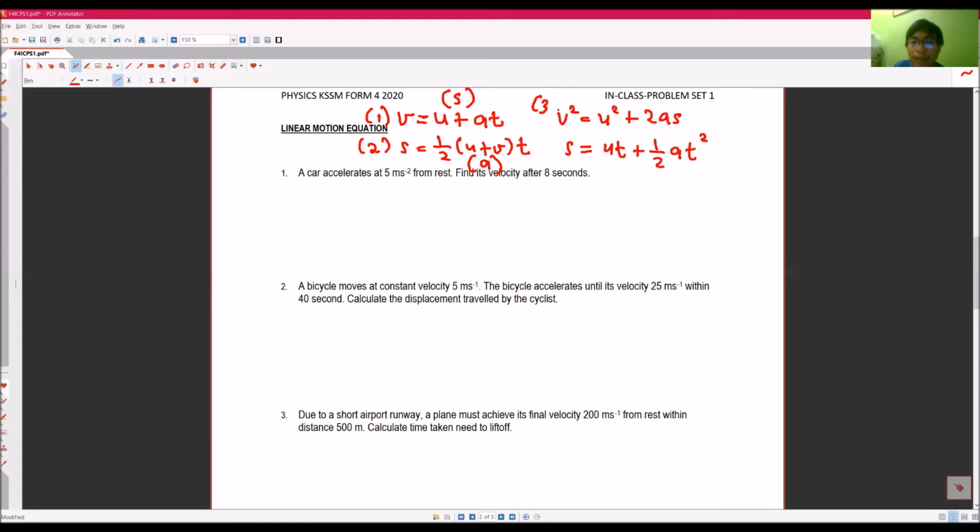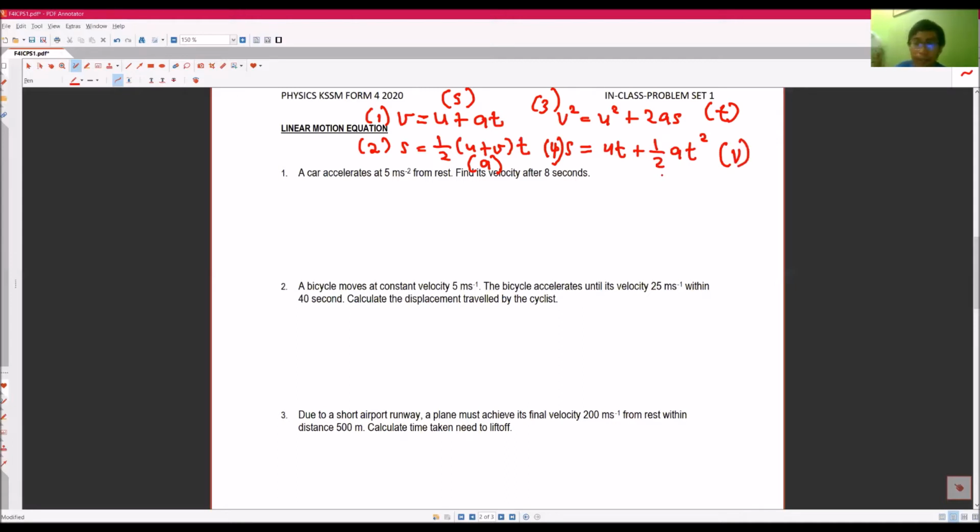Number three, we don't have V... sorry, we don't have T. So in this case, no time is needed. Number four, we don't have V. So no final velocity is needed.